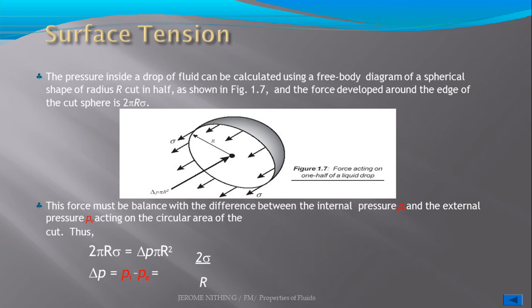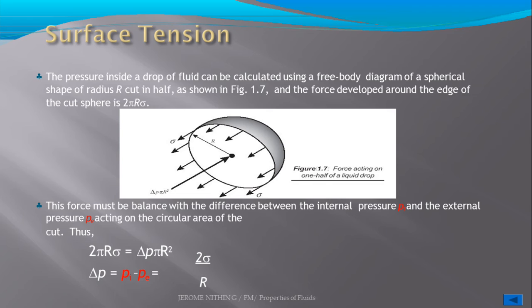The pressure inside a drop of fluid can be calculated using a free body diagram. A free body diagram is what you have studied in engineering mechanics itself. The sphere of radius r is cut in half, and the force developed around the edge of the cut sphere is 2 pi r sigma. This force must be balanced with the difference between the internal pressure Pi and the external pressure Pe acting on the circular area.